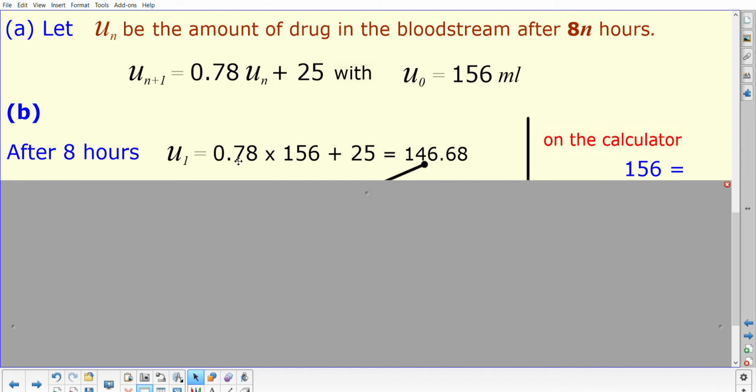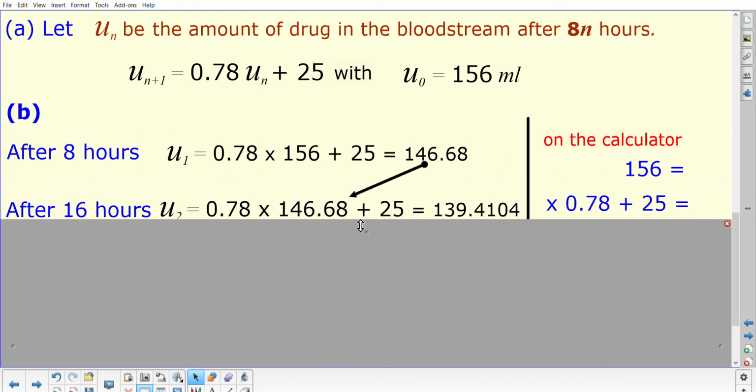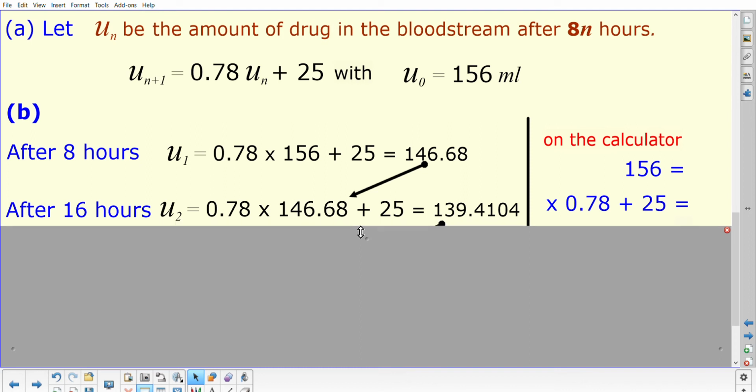You would do this 0.78 times your starting value, 156, plus the 25, you get 146.68 millilitres. That amount is then in the body, but then we know that 22% is lost, so you're left with 78% of that after another 8 hours. So you'd have 78% of that 146, but plus they're also being given another 25 in.